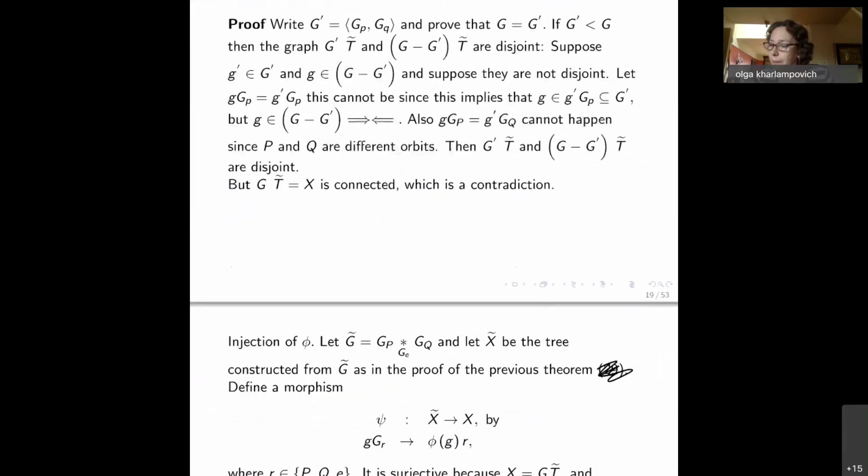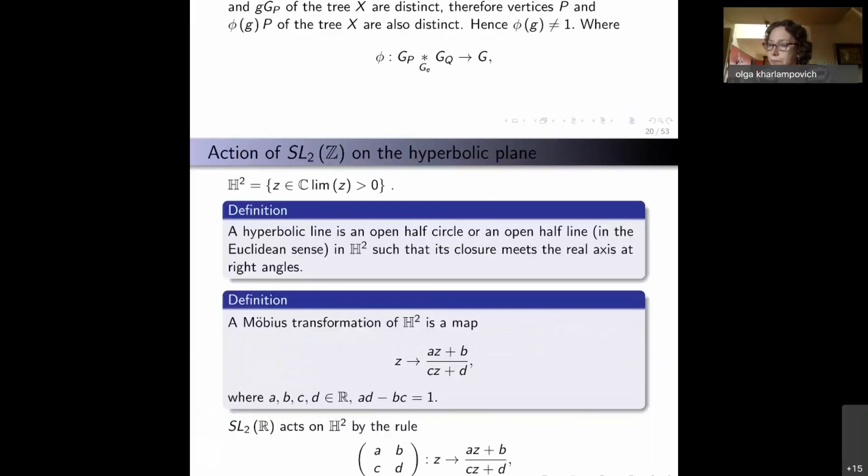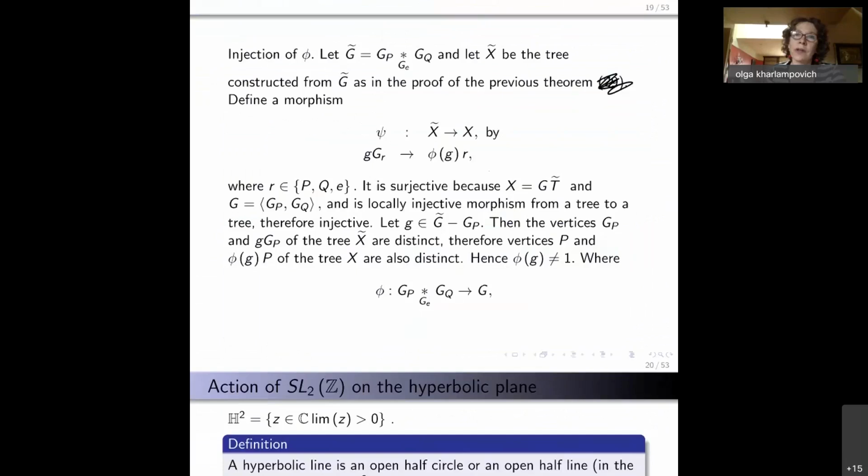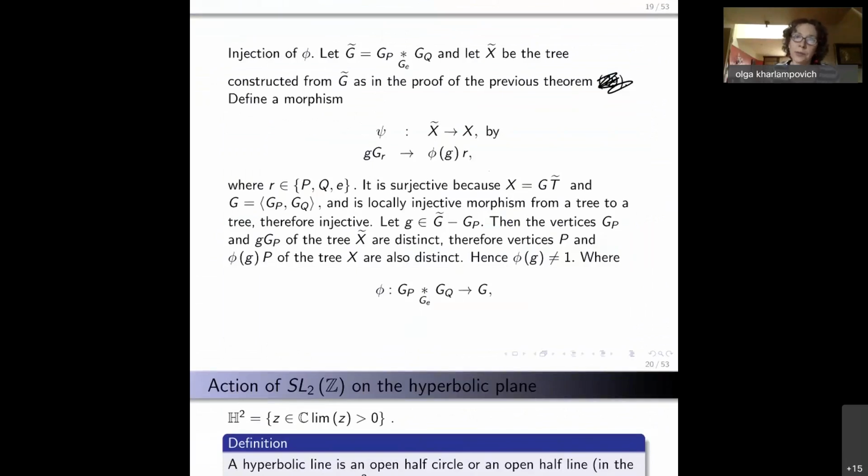Basically, this is going to be next time, but what we have shown is that if the group is an amalgamated product, it acts on a tree, and we know how to construct this tree from the representation of the group as an amalgamated product. Also, if the group acts on a tree and the factor graph is a segment, then the group is an amalgamated product.